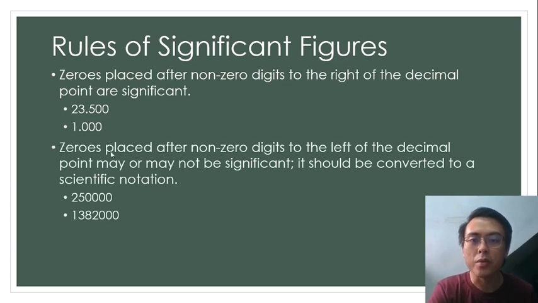Next, zeros placed after a non-zero digit to the left of the decimal point may or may not be significant. It should be converted to scientific notation to make sure if it's significant or not. So the number 250,000 could have 2 significant figures if you're only counting 2 and 5. If the first zero is significant, then we have 3 significant figures. We can also have 4, 5, or 6 significant figures. So the answer varies a lot.